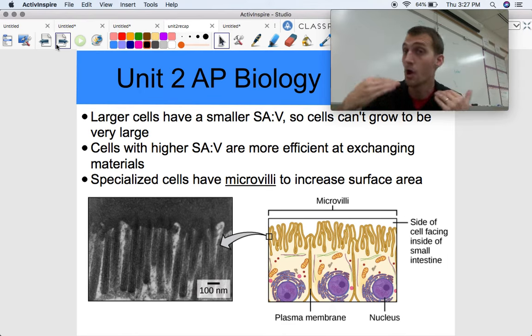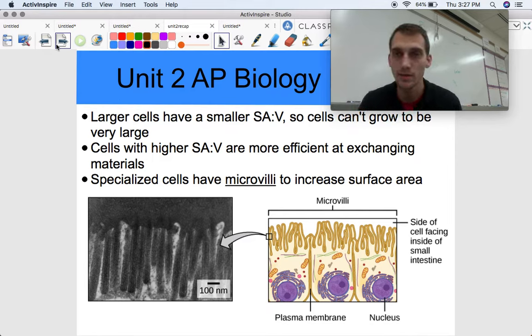A larger surface area to volume ratio is better for cells to exchange materials, take in nutrients, and eliminate waste. So cells can't grow very large because of the limitations of surface area and volume. Cells with a higher surface area to volume ratio are more efficient at exchanging materials. And a specialized structure called microvilli allows cells to increase their surface area.